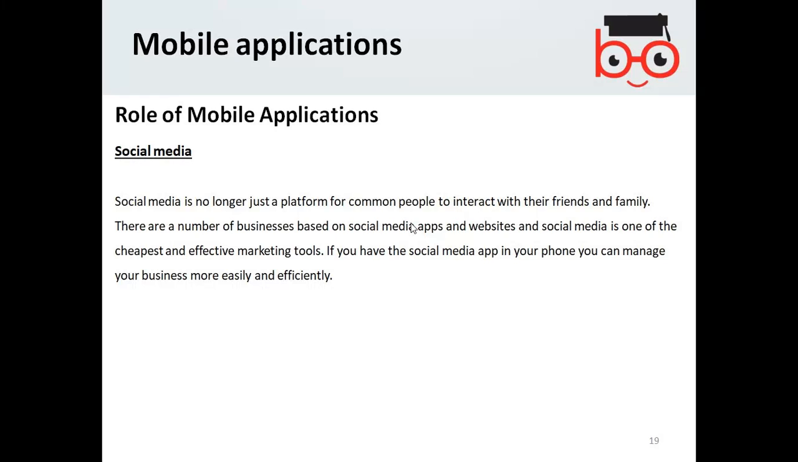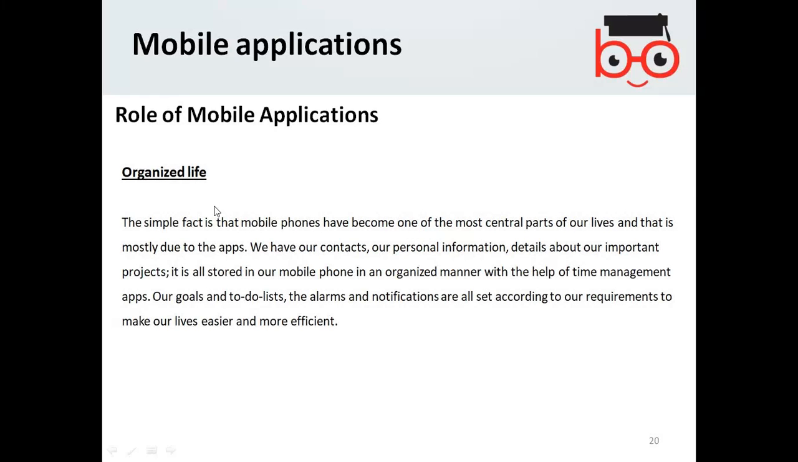Organized life. The simple fact is that mobile phones have become one of the most central parts of our lives, and that is mostly due to the apps. We have our contacts, our personal information, details about our important projects. It's all stored in our mobile phones in an organized manner with the help of time management apps. Our goals, to-do lists, alarms and notifications are all set according to our requirements to make our lives easier and more efficient. Is that true? Yes.